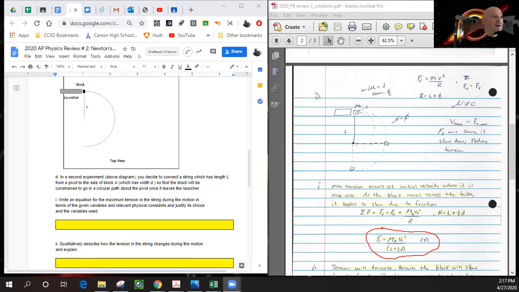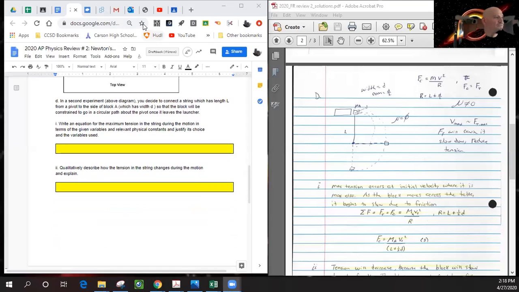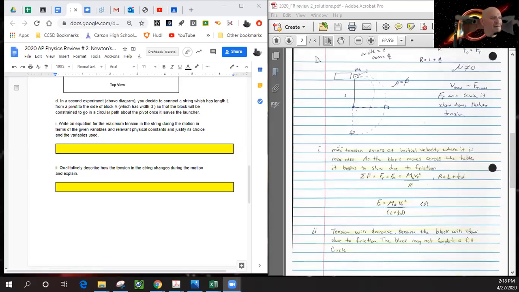Okay, let's go ahead and clear the diagrams and scroll down a little bit more here. Okay, qualitatively describe how tension in the string changes during the motion and explain. Okay, let's go over here. Now I kind of already did that up here.